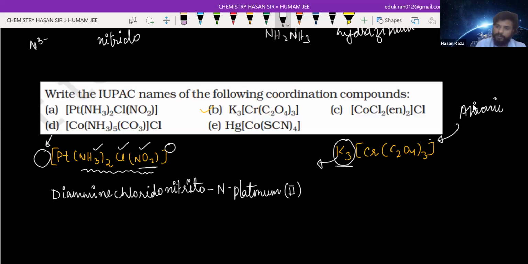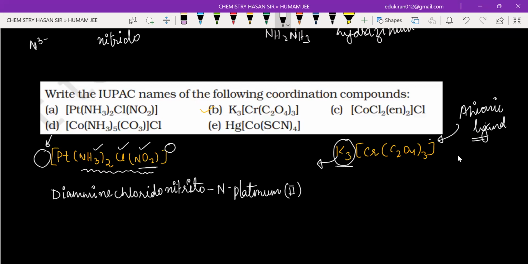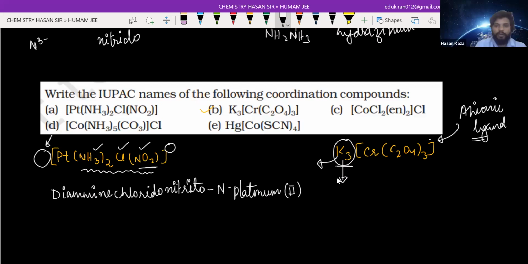Humam, are you understanding this concept? Yes, sir. So you are just not going to write K3, K4, K5, K2, anything written. You just need to write potassium. Don't use di, tri, tetra or anything for this counter ion. Potassium you are going to write, and then leave a space, and then you are going to write the name of the ligand.